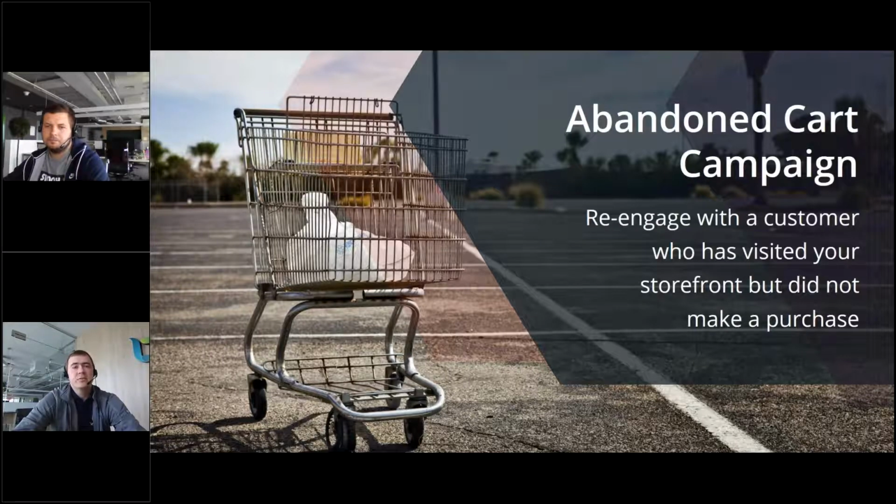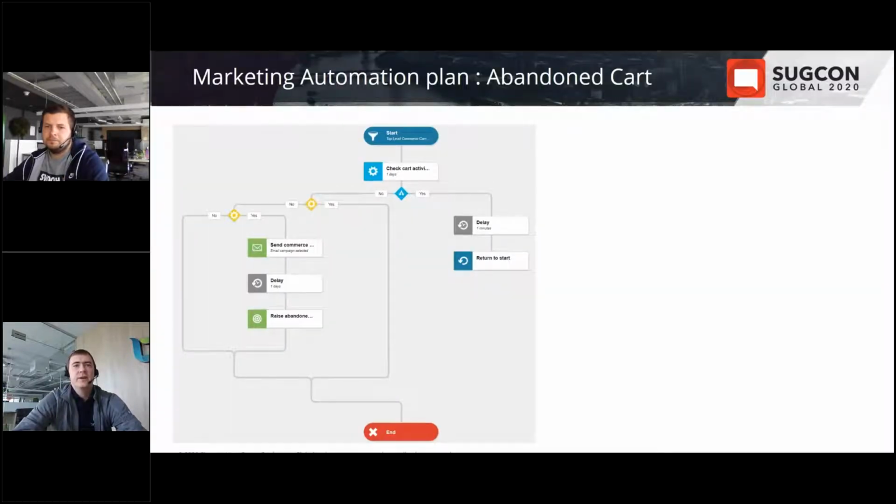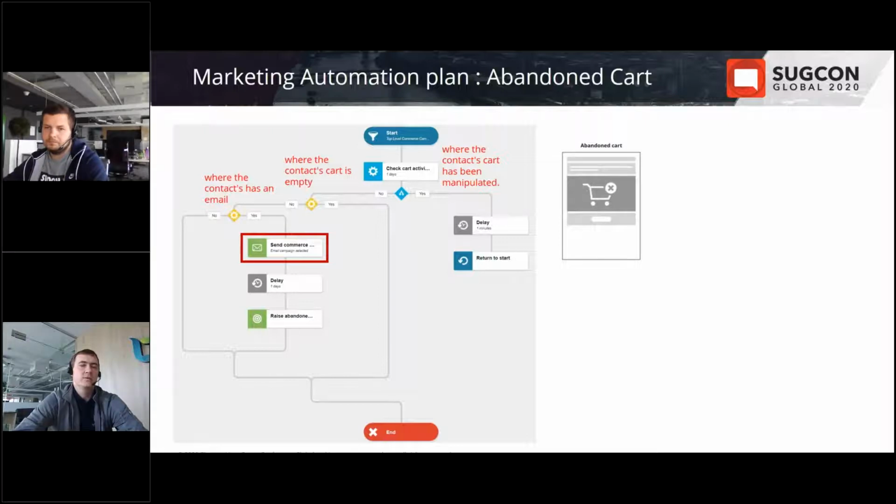Another campaign available out of the box is the abandoned cart campaign. And the purpose of this campaign is to re-engage with the customer who has visited your store but did not make a purchase. Once the contact is enrolled, marketing automation will basically wait for 1 day to make sure the cart is not manipulated. And if the shopping cart was not manipulated for 1 day, we check if the cart is already empty. Then we check if the contact has email, and we can finally send an abandoned cart email message, which is again available out of the box, and you just need to complete configuration for this marketing automation plan.